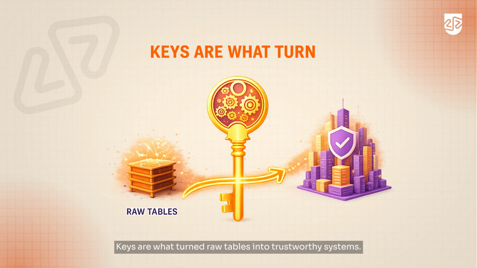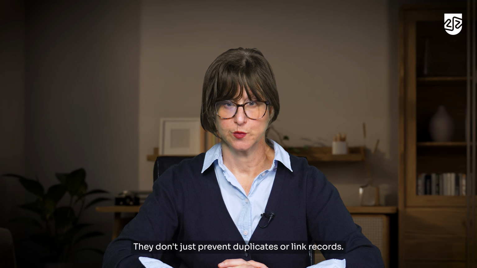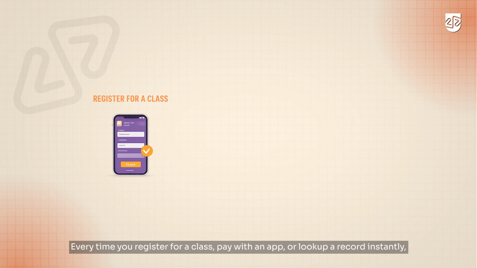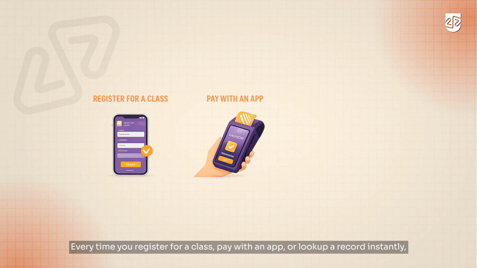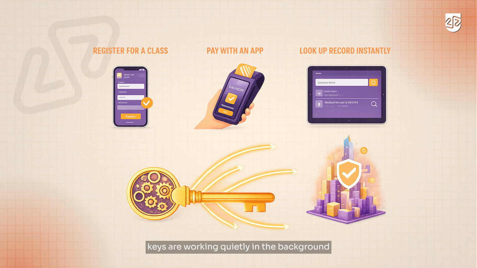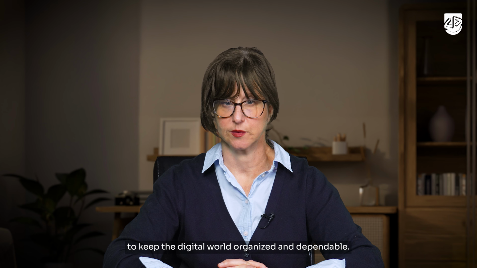Keys are what turn raw tables into trustworthy systems. They don't just prevent duplicates or link records. They're the reason we can search, connect, and rely on data at scale. Every time you register for a class, pay with an app, or look up a record instantly, keys are working quietly in the background to keep the digital world organized and dependable.